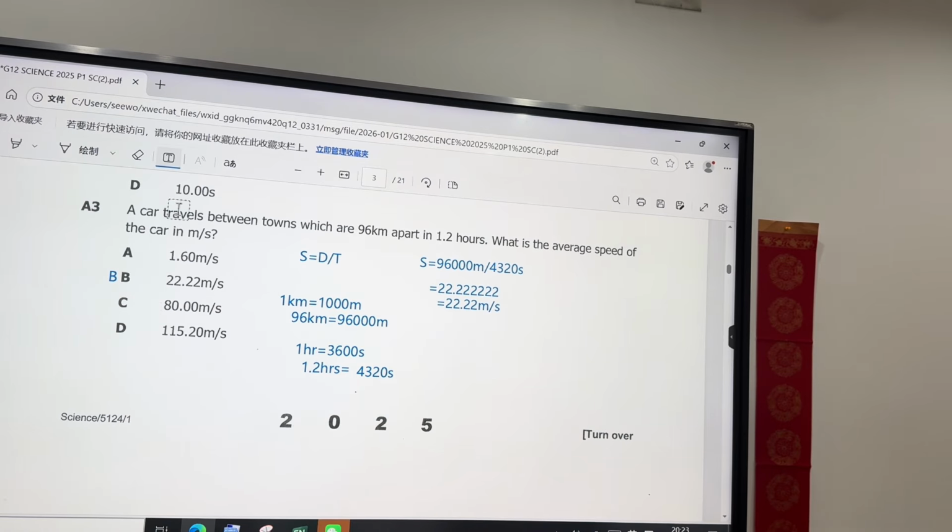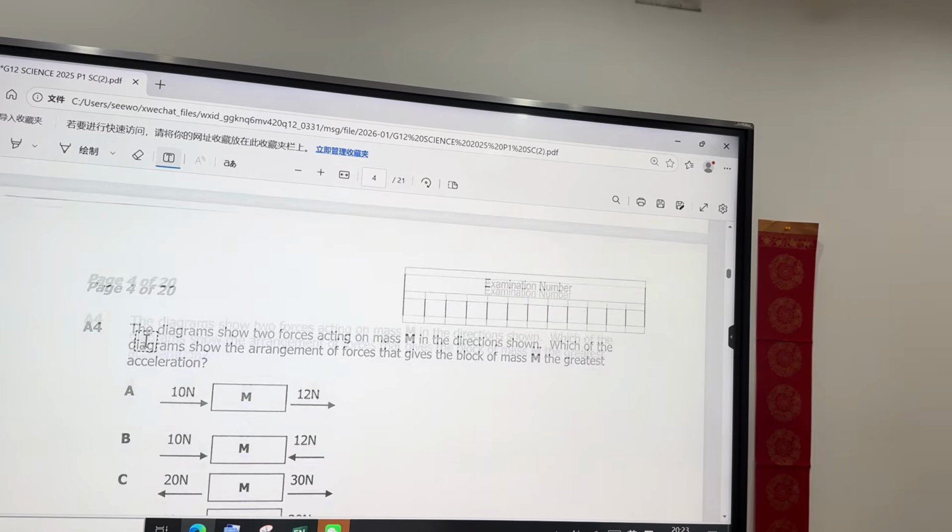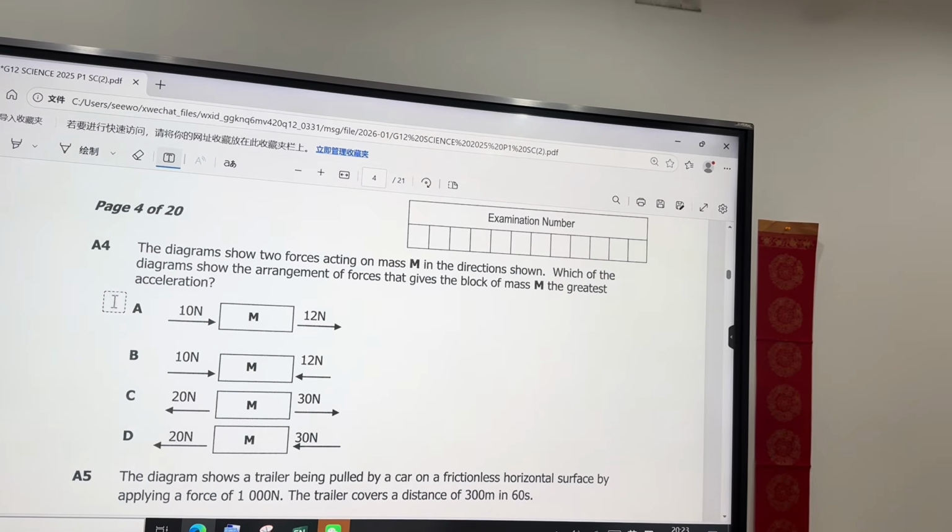Okay, so let's move on to question 4. Question 4 says, the diagrams show two forces acting on mass M in the direction shown. Which of the diagrams show the arrangement of forces that give the block of mass M the greatest acceleration? So we have two forces that are acting on the mass. Now, which combination of the two forces will give us the greatest acceleration?